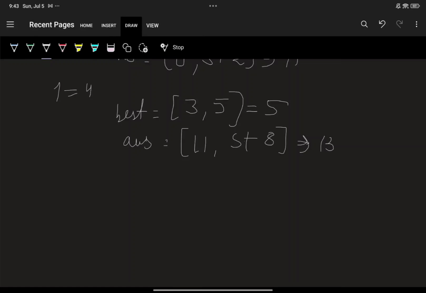Now j has moved to j less than n, so now the loop will stop, and our maximum value of answer equals to 30. Okay, so I hope you have understood everything. Okay, thank you.